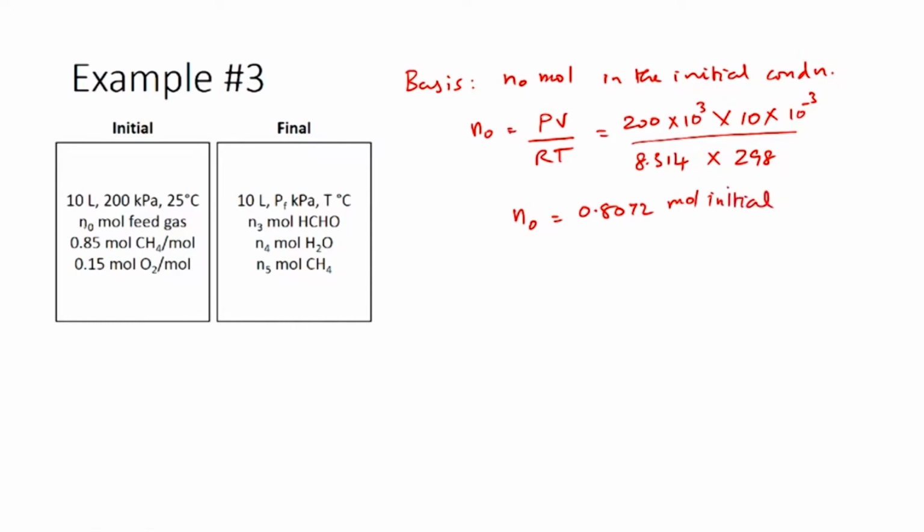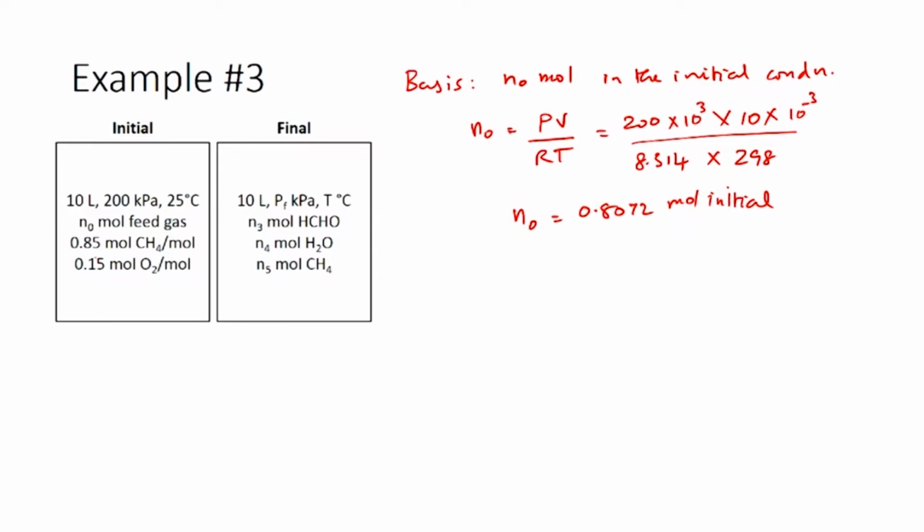Okay. So, this would be 0.8072 moles. We now need to identify N3, N4 and N5 in the final condition. For that we would have to perform simple material balance calculations. Now to identify the number of moles in the final condition, which is N3, N4 and N5, we need to know how much of methane is consumed. Since we know that all of oxygen is consumed, we can use the stoichiometry to identify how many moles of methane would have been consumed.